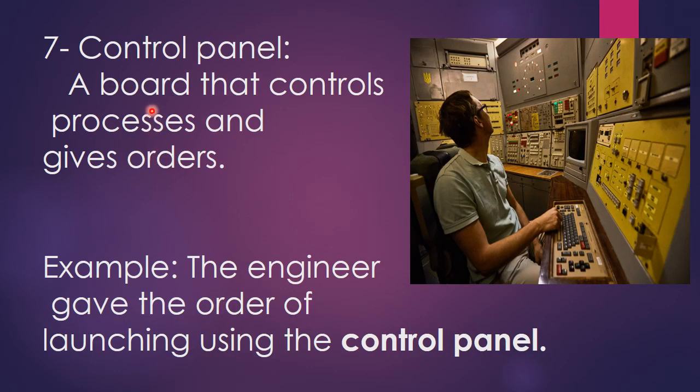Number 7, control panel, a board that controls processes and gives orders. This is a control panel. You see there's a lot of buttons and switches to control stuff like processes and to give orders. For example, the engineer in the picture gave the order of the launching using the control panel.